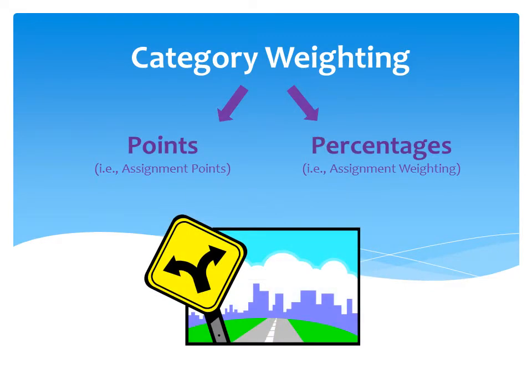Here's where things can get a bit tricky. When you want to calculate the student's grade using category weighting as your overall calculation method, you then have to choose a calculation method for figuring out the percentage grade within each category. Your two choices are using points, i.e. assignment points, or percentages, i.e. assignment weighting. In the next slide, we're going to calculate the student's grade using category weighting as the overall calculation method and points for figuring out what the student earned within each category.